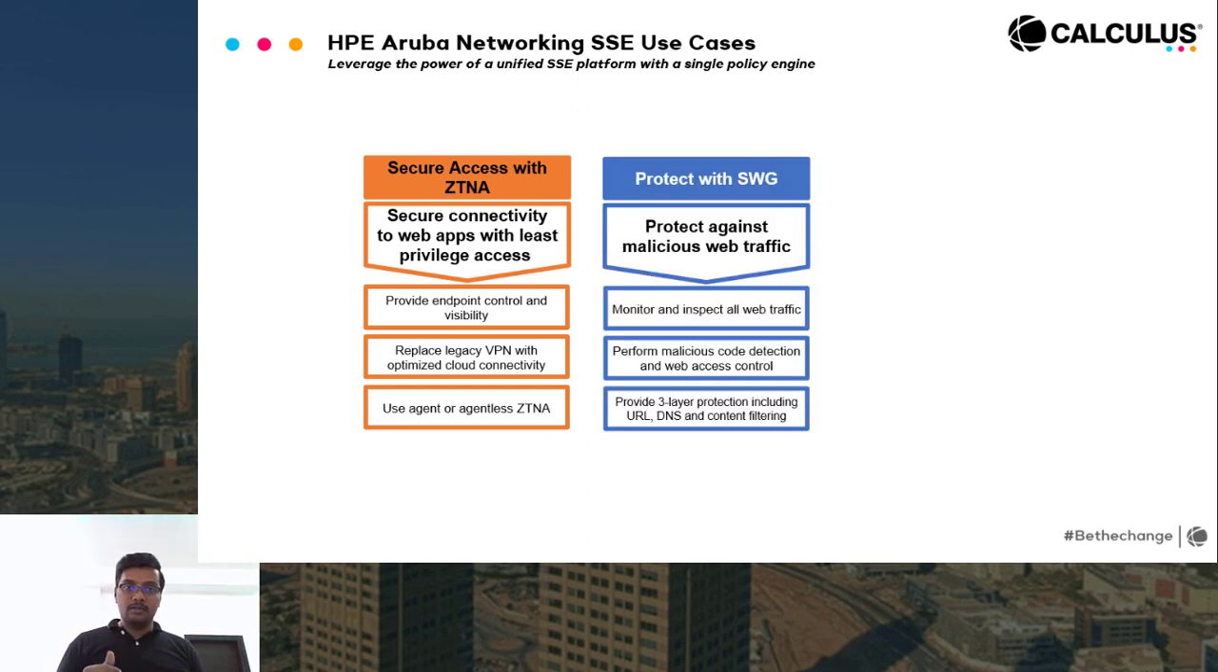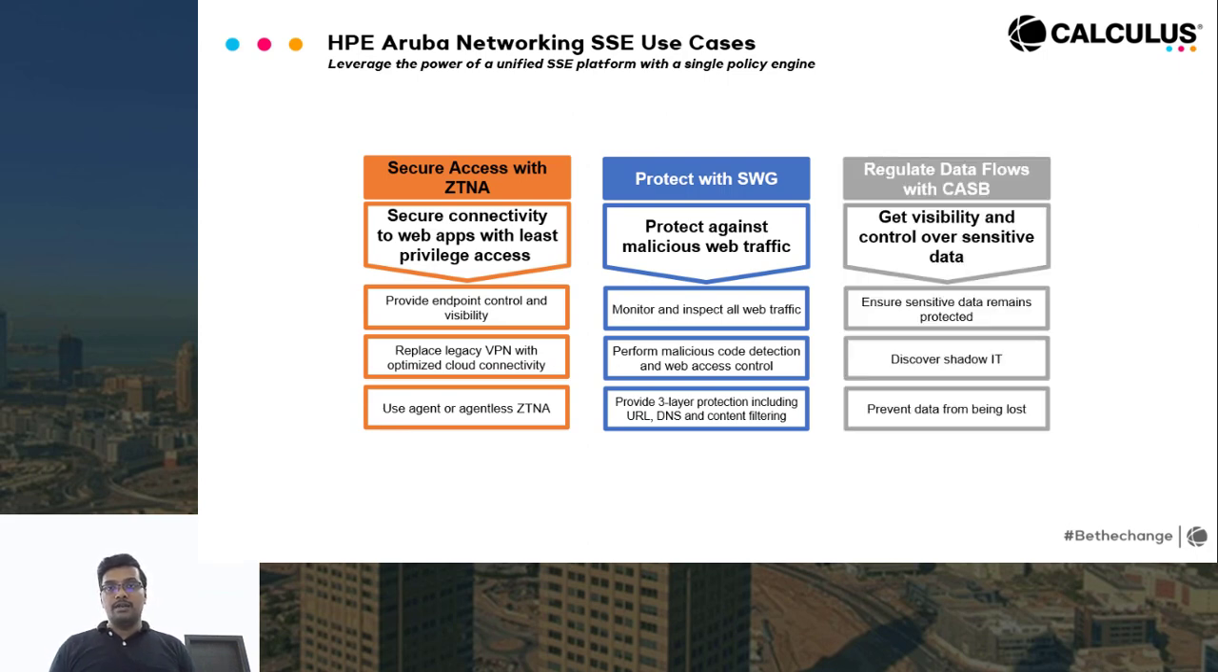And for SWG, when we want to monitor and inspect all our web traffic and perform malicious code detections and control the web access, and also provide protection for URL, DNS, and contents. So those could be the use cases for SWG, and the use cases of CASB could be shadow IT, and you ensure that your sensitive data remains protected and prevented from data loss. These could be the use cases for CASB.